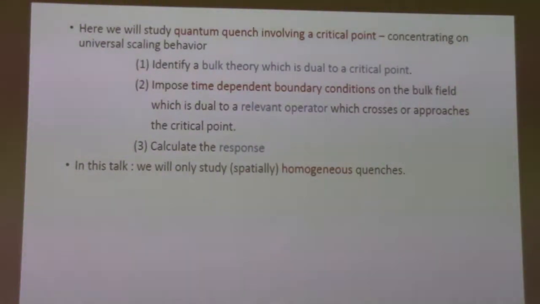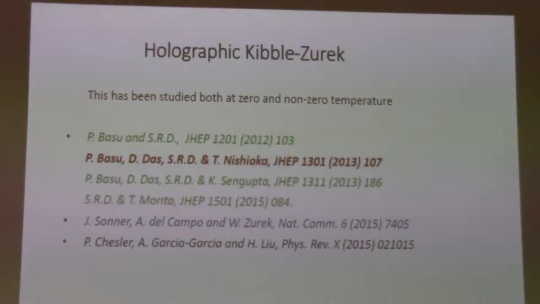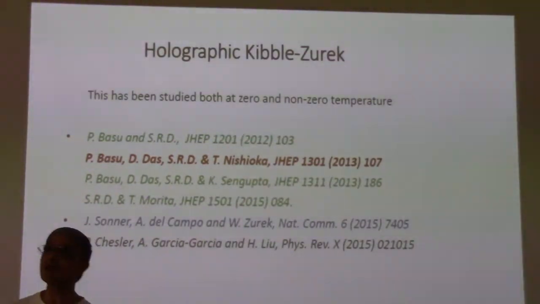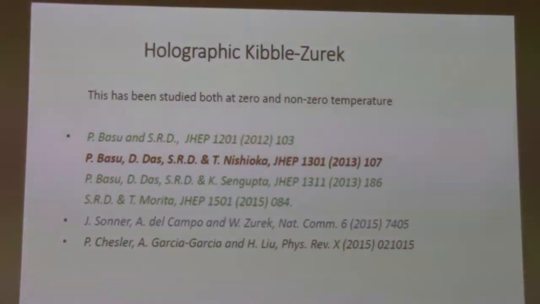I will talk about a problem which involves a quantum quench around a critical point. So for that, we need to identify a bulk theory which is dual to a critical point. We need to impose time-dependent boundary conditions on the field, which is dual to a relevant operator at that critical point, and we want to calculate the response. This is something which we did in a series of papers starting in 2012, and I'll give you one example of how this actually works and what it teaches us. That example was studied in this paper with Bala Basu, Diptarka Das, and Tatsuma Nishioka.